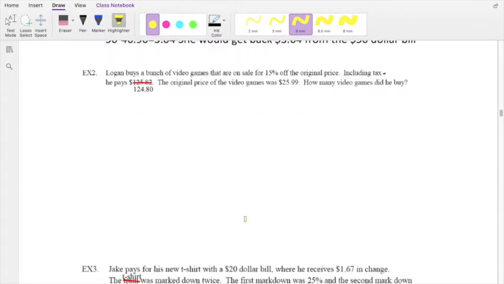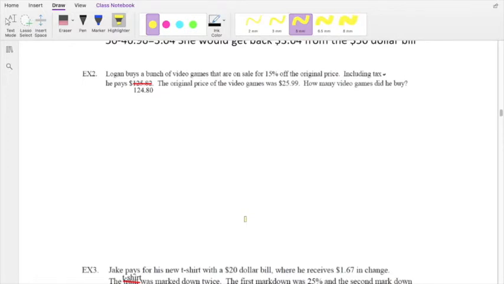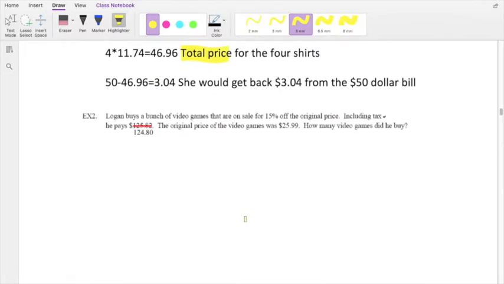So, this question here, if we look at this one, it says Logan buys a bunch of video games that are on sale for 15% off the original price. Including tax, he pays this much. Right? So we know he pays this much right here. The original price of the video game was $25.99. How many video games did he buy? Okay. So we're going to deal with that number later, but first let's deal with the first thing. Let's figure out how much one video game costs.